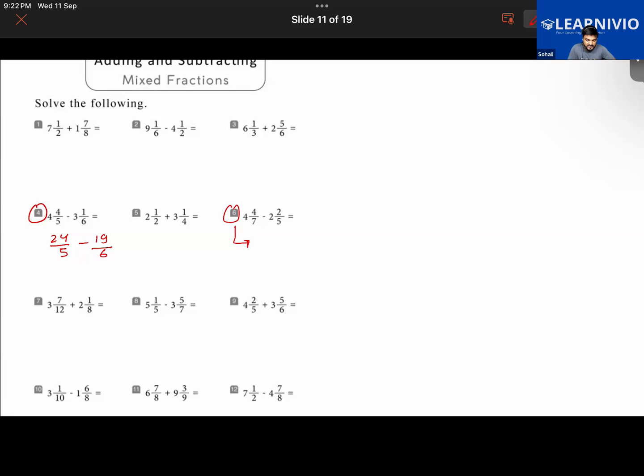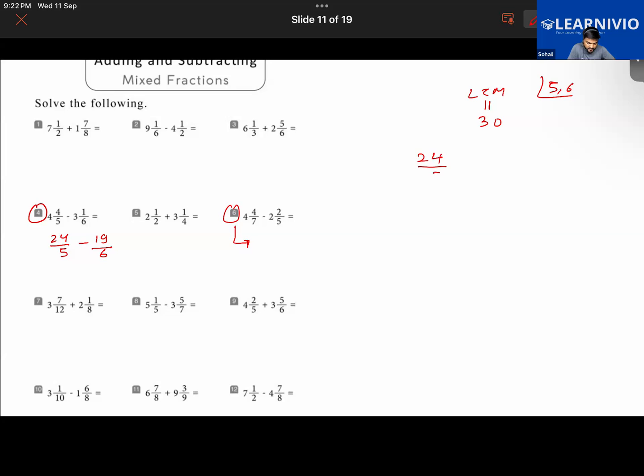For that purpose, we take the LCM of 5 and 6. You found out the LCM to be 30. So now convert the denominator of both of them to 30. That's what you have to do.